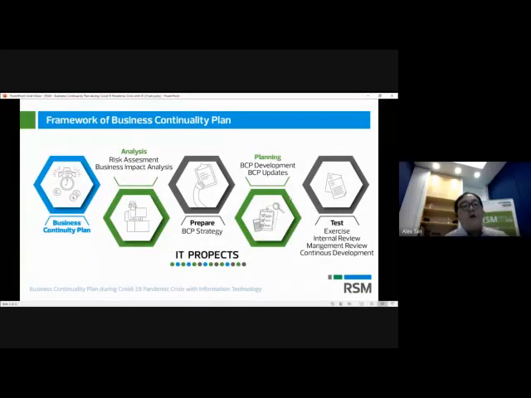In this slide, we will talk about the framework of BCP. The framework is the heart and soul of the entire BCP planning when it comes to the IT aspect, where the management makes it possible. The BCP framework shares components like analysis, preparing, planning, and testing. Each component has its own individual role to play.